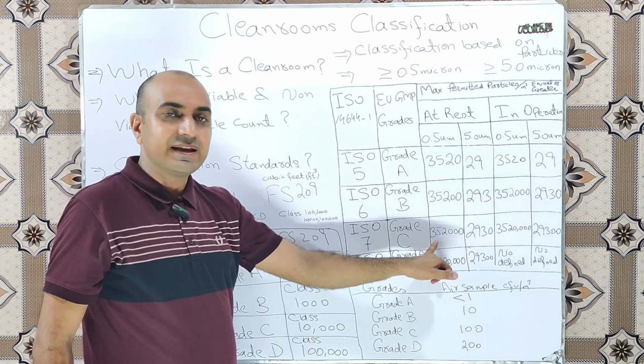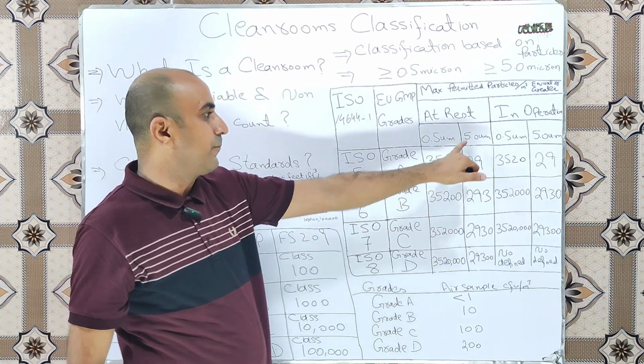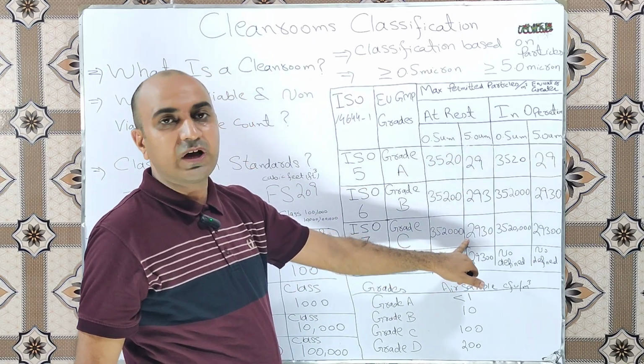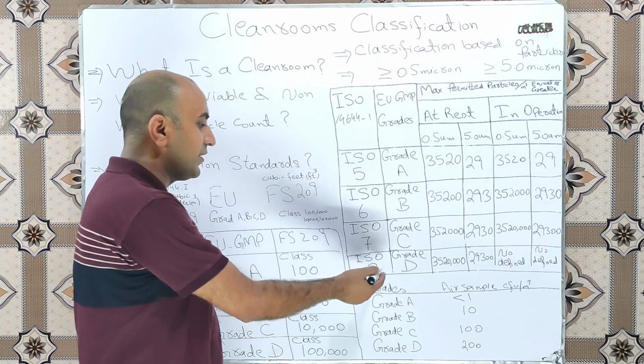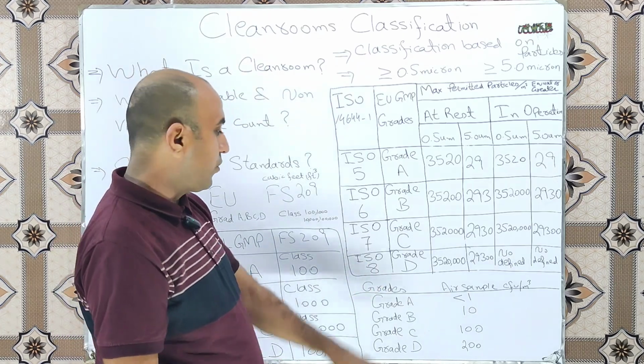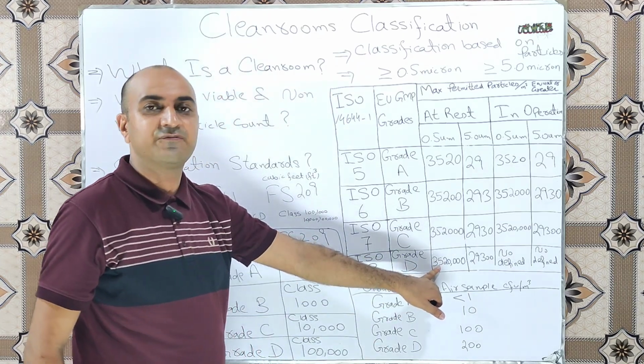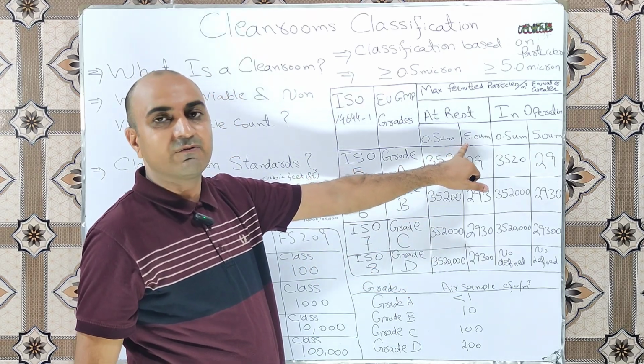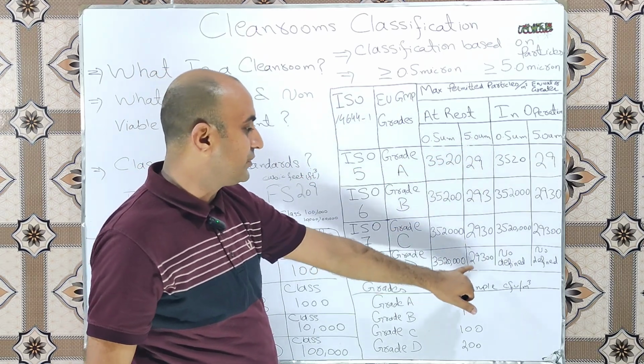For ISO class 7 or grade C, the particles equal to or greater than 0.5 micron are 352,000 and particles equal to or greater than 5 micron are 2,930. In the same way, for ISO class 8 or grade D, these are 3,520,000 for 0.5 micron, and for particles equal to or greater than 5 micron, these are 29,300.